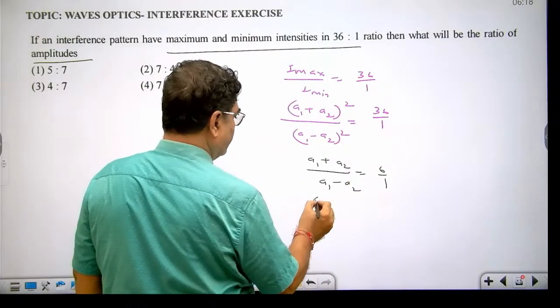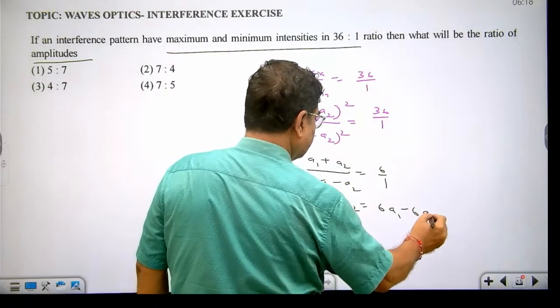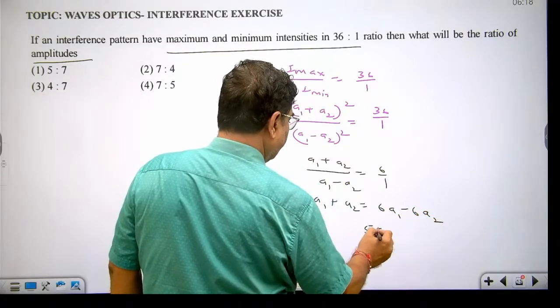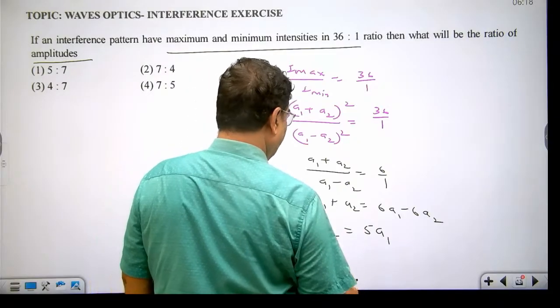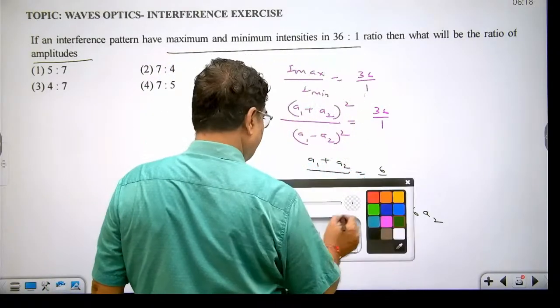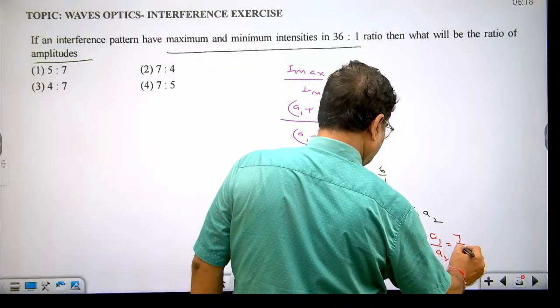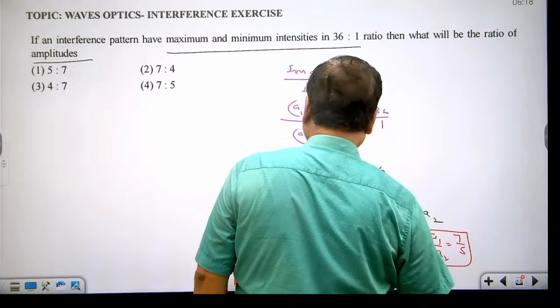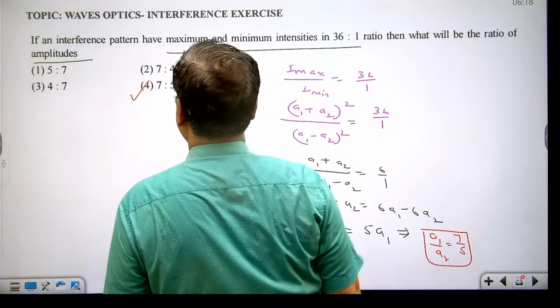Make cross multiplication: A1 plus A2 equal to 6A1 minus 6A2. After solving this, we get 5A1 equal to 7A2. So A1 upon A2 equal to 7 upon 5. So the correct answer is option 4.